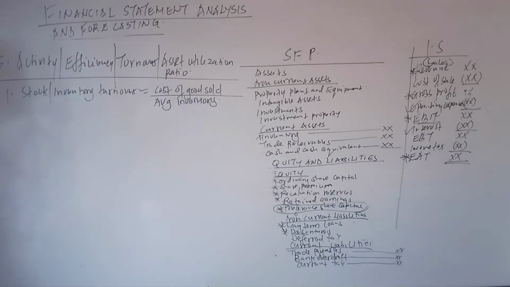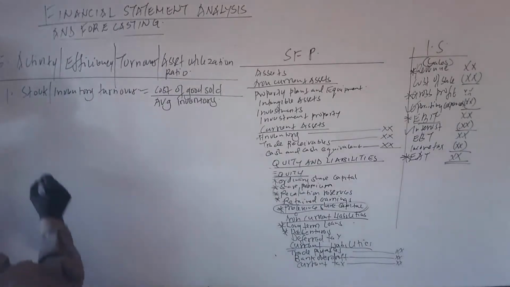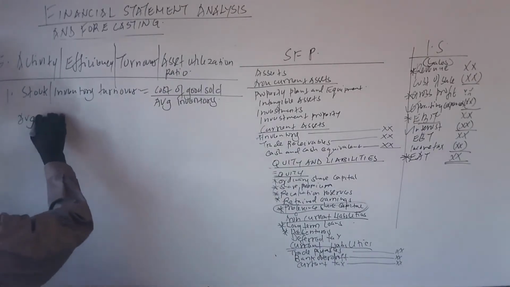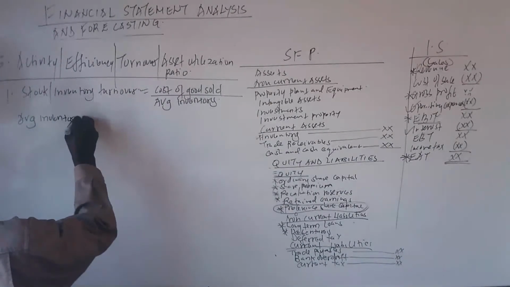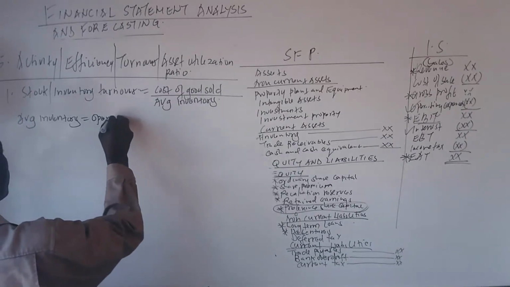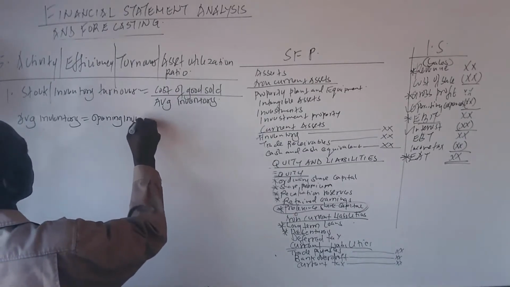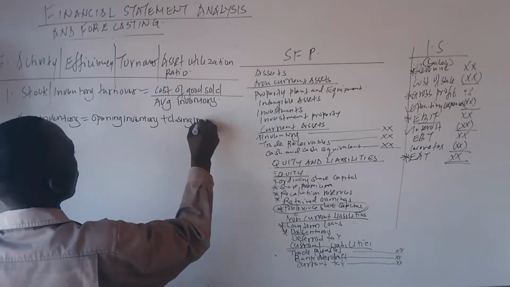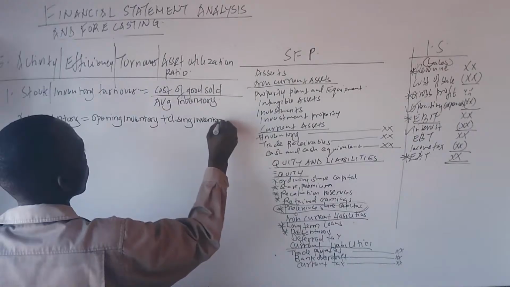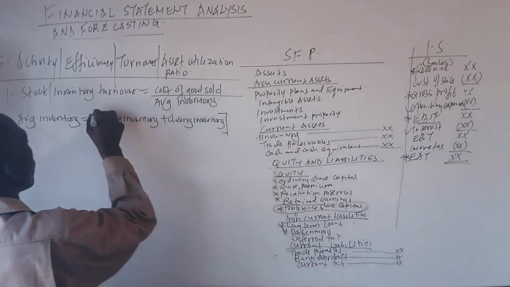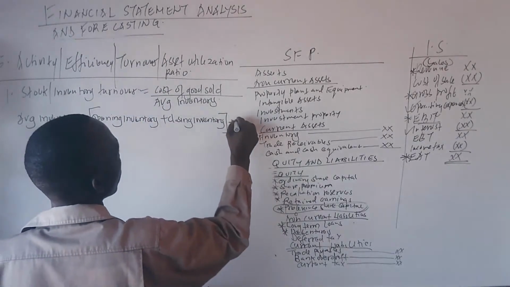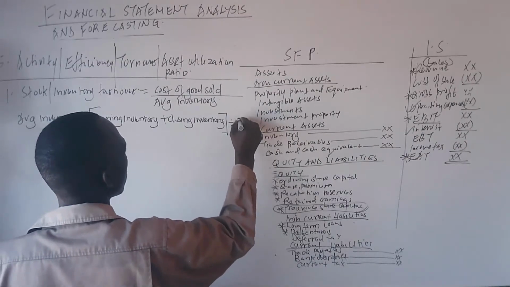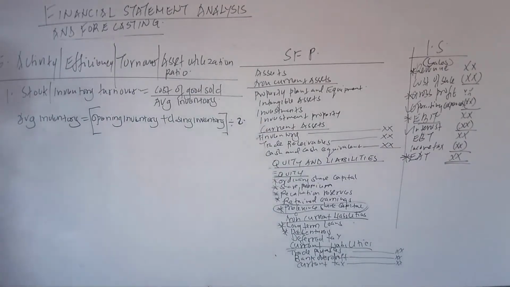Below there, write and say average inventory. If you want to get average inventory, it is given by the opening inventory plus closing inventory, then you divide by 2 for you to get the average.